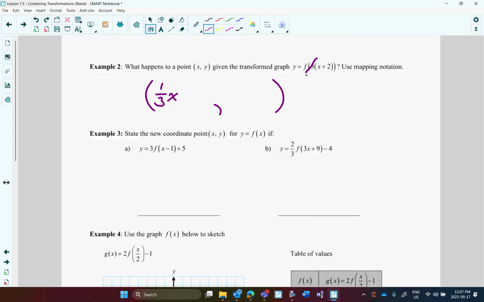What about this? Horizontal shift left 2. What's that? X, you said? I can't hear what you guys are saying. X - 2 or Y - 2? Right. Nothing's in front, nothing's at the end, so nothing is happening to the Y's. The numbers were only affecting the X's. Okay?